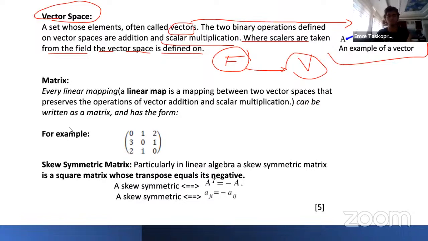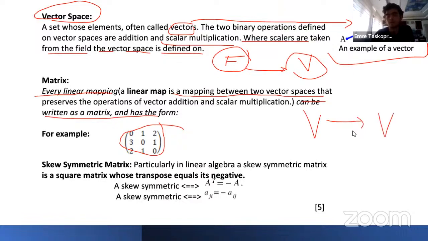Moving on, we have the definition of a matrix. Every linear mapping can be written as a matrix and has a form, for example, like this. What is a linear mapping anyway? A linear map is a mapping between two vector spaces that preserves the operations of vector addition and scalar multiplication.